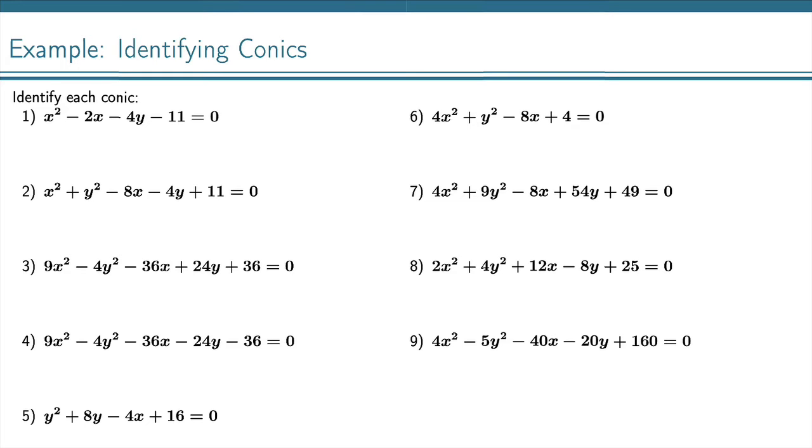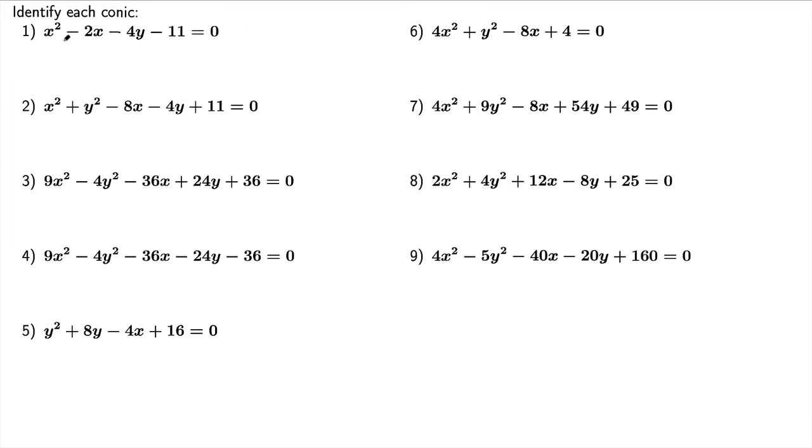Identify each conic. And we don't have to go through and complete the square or anything here. We just want to know what type of conic it is. So we're going to go here in order. Number one, here there is only a single variable that's squared. So this is a parabola.